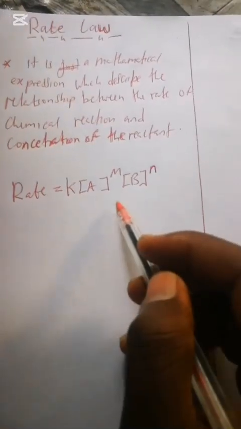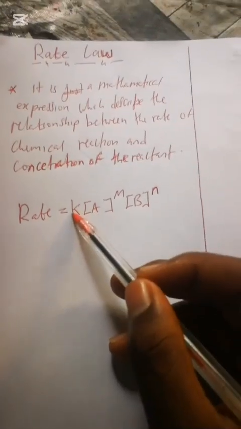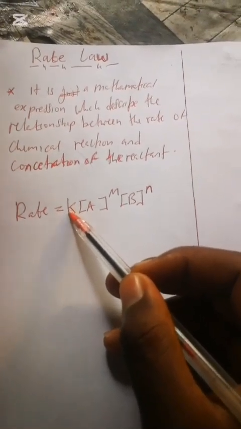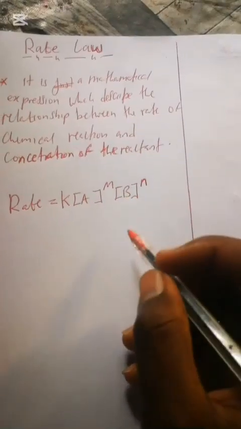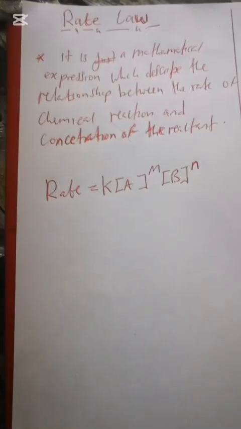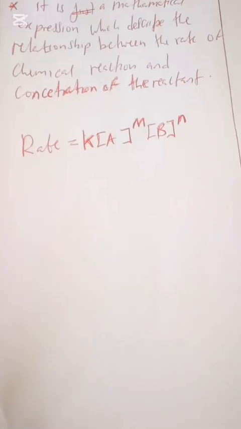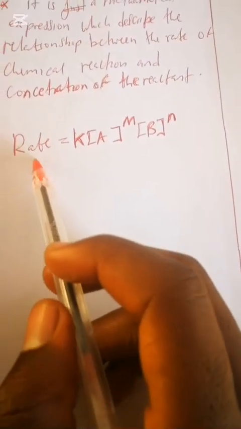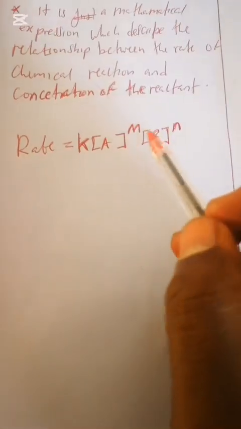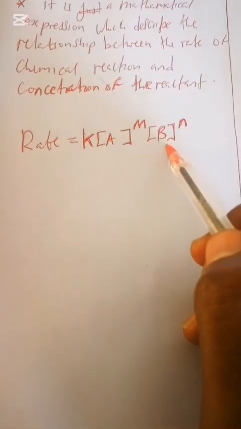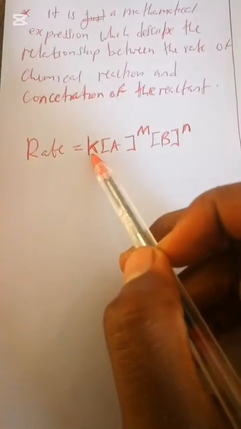We just need to know this formula. k is a constant, the rate constant. A is a reactant, and B is a reactant. Remember this. So that is the formula. Rate is equal to what? k [A]^m [B]^n. A and B are reactants, and k is the rate constant.